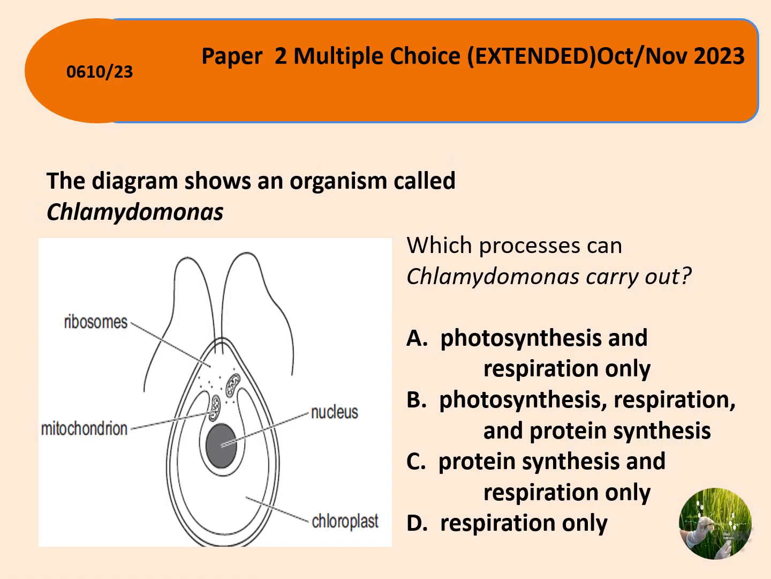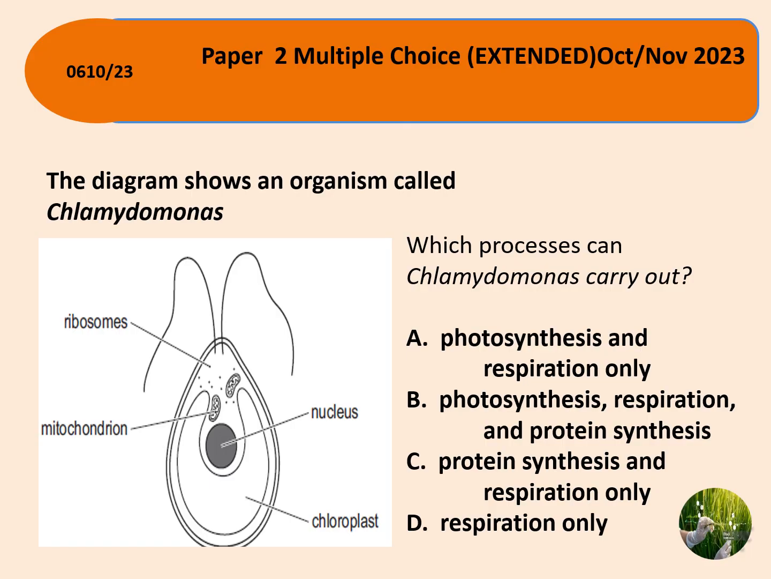This is a multiple choice extended question, October, November 2023. The diagram shows an organism called Chlamydomonas. Which processes can Chlamydomonas carry out? If you look at the diagram, we can see there are mitochondria. Mitochondria carry out aerobic respiration. Ribosomes can carry out protein synthesis. Then chloroplast can carry out photosynthesis.